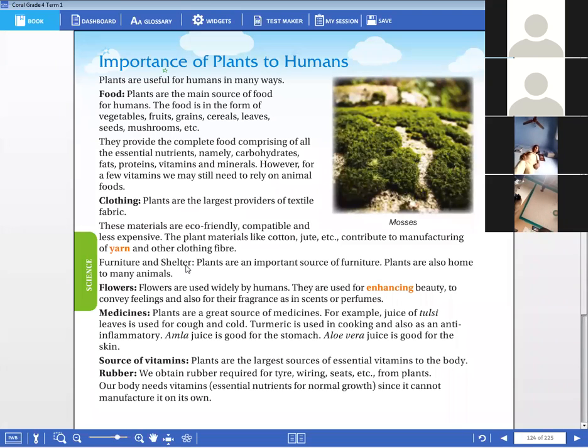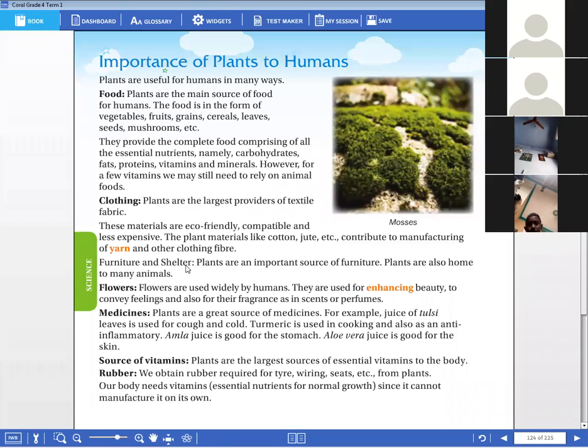And coming to the second one, clothing. Plants are the largest providers of textile fabric. Textile fabric is nothing but, children, textile means cloth. A fabric is nothing but cloth. These materials are eco-friendly, compatible and less expensive. Eco-friendly means that it doesn't harm our environment. Like plastic is a harm for environment.